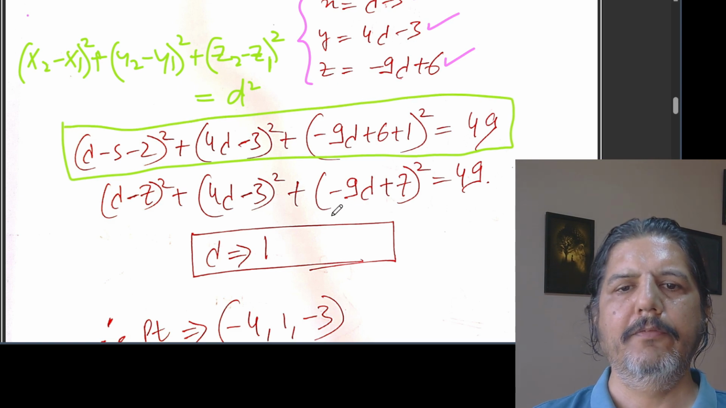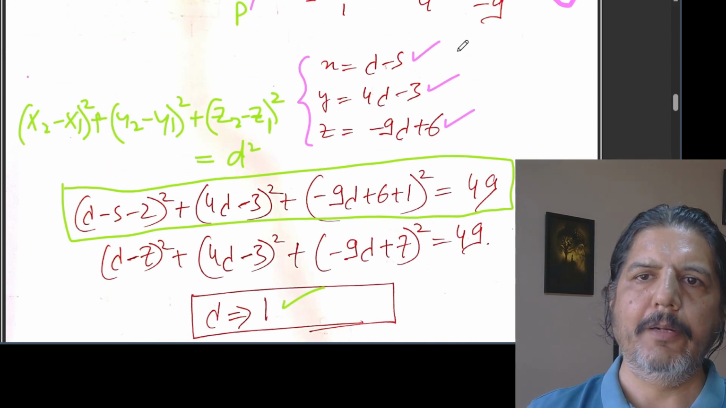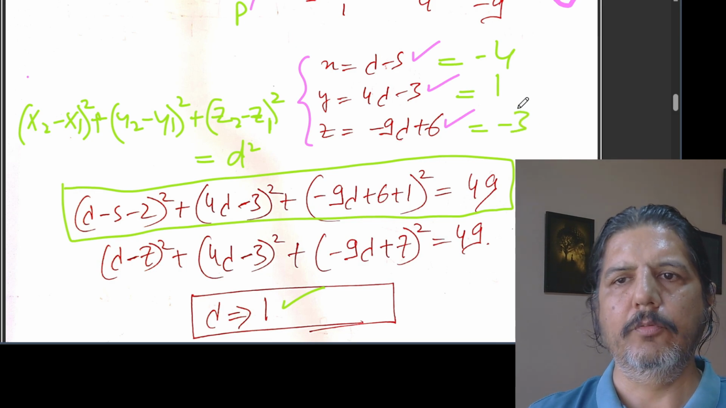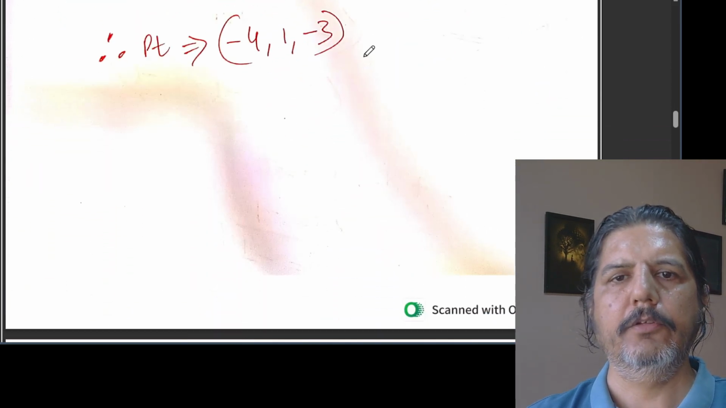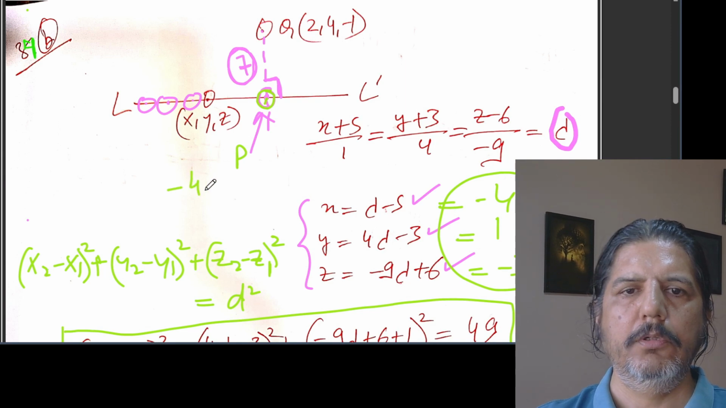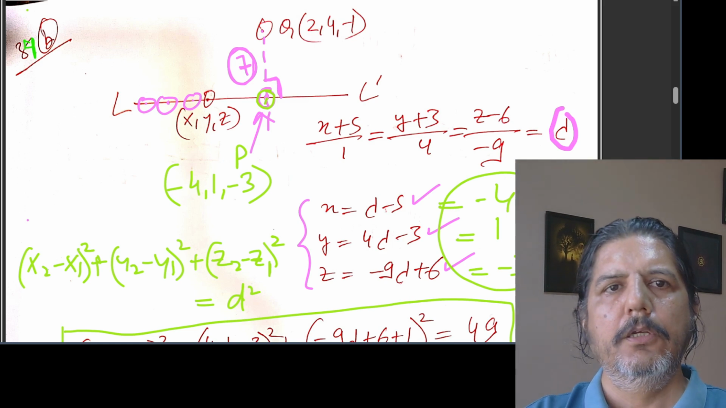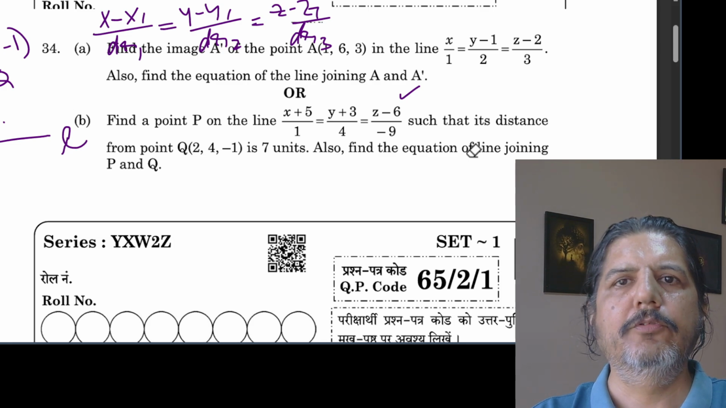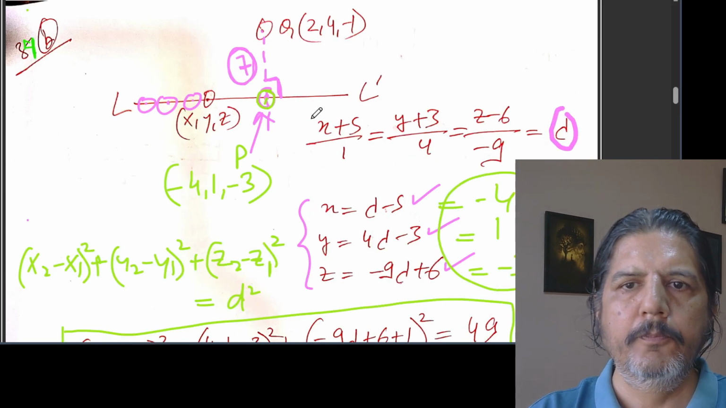I calculate for lambda, and the value of lambda comes to be 1. Once I have found the value of lambda, I put the value of lambda here. So this would be minus 4, this would be 1, this would be minus 3. So I have found this point as minus 4, 1, minus 3. Okay, so find the point P. I found the point P. Find the equation of the line joining P and Q. Now I'll have to find the equation of the line which joins these two. So let me find the equation.